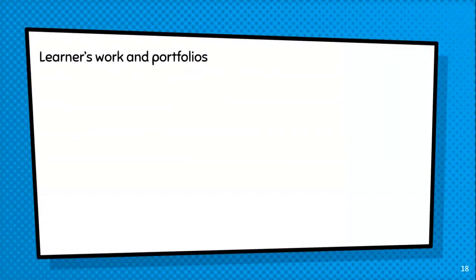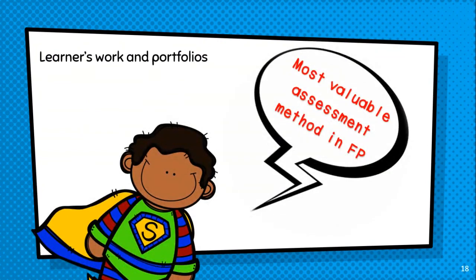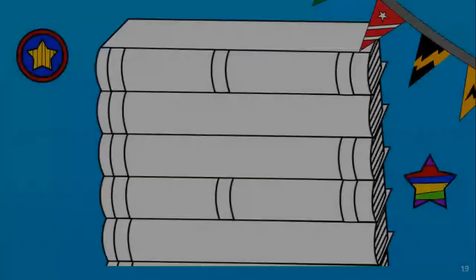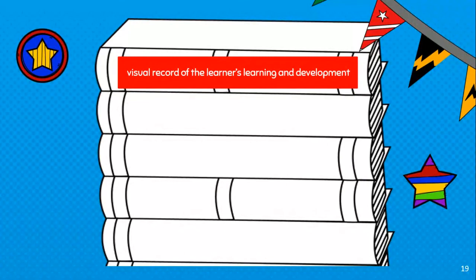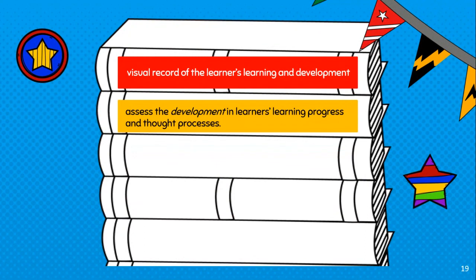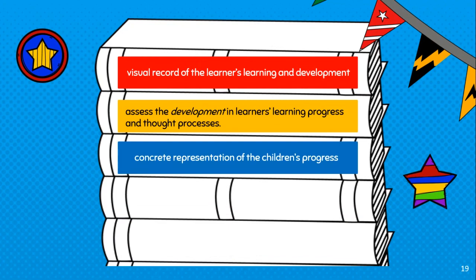The next way is to have learners' work and portfolios. So this is the most valuable assessment method in foundation phase. Okay, so let's have a look. You could have a visual record of the learner's learning and development by collecting pieces of their work. You can assess the development in the learner's learning progress and thought processes. You can also have a concrete representation of the children's progress throughout the year.